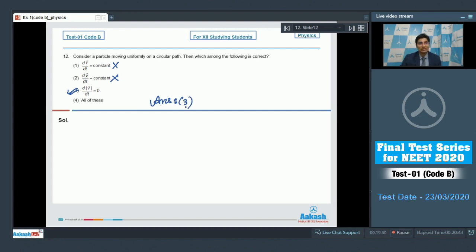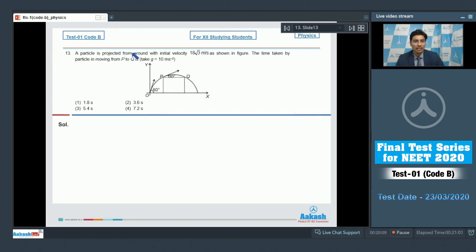Now moving on to question number 13. Question 13 says the particle is projected from ground with an initial velocity of 18√3 meters per second. Then the time taken by the particle in moving from P to Q is. Dear students, let the velocity of the particle at P be v. Because the horizontal component of the velocity remains constant, we can write down that v cos 30 will be equal to 18√3 cos 60. And on solving this, we can find out the value of v, that will be equal to 18 meters per second.